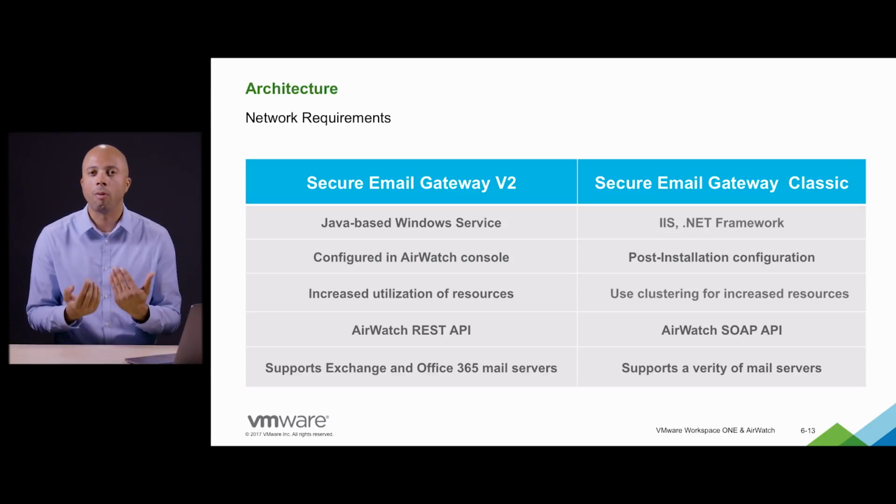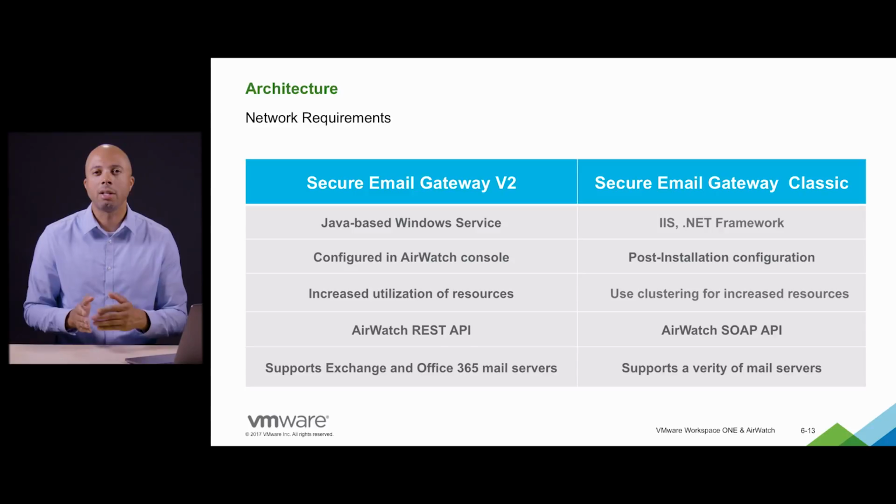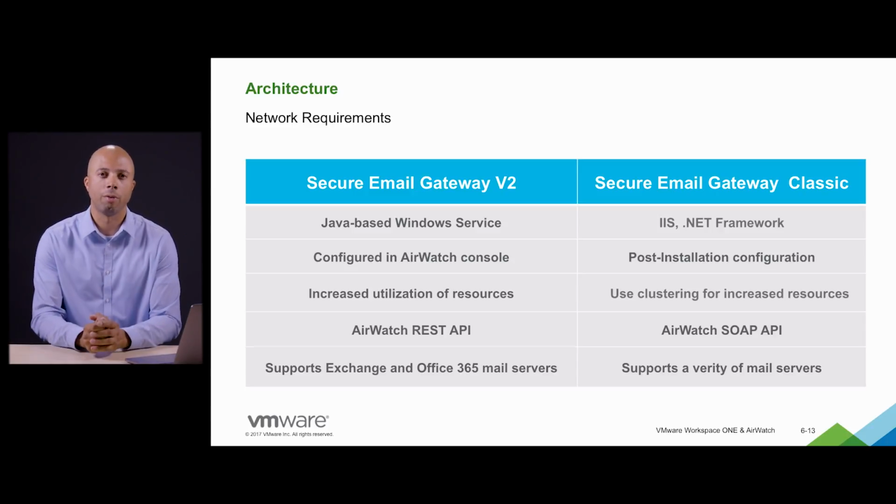So both of these are robust, but a really big difference is the API support. The classic SEG uses a SOAP API access. It's a different type of connection to talking to the AirWatch API server. So if you're installing a classic, you'll need to know these requirements. If you're installing a new V2, you'll need to know those requirements as well.